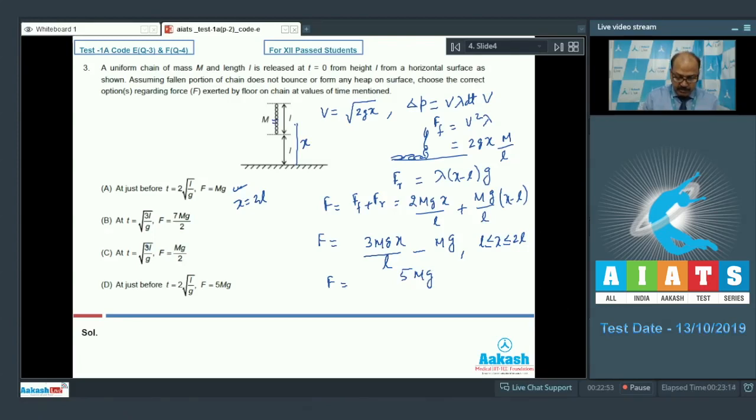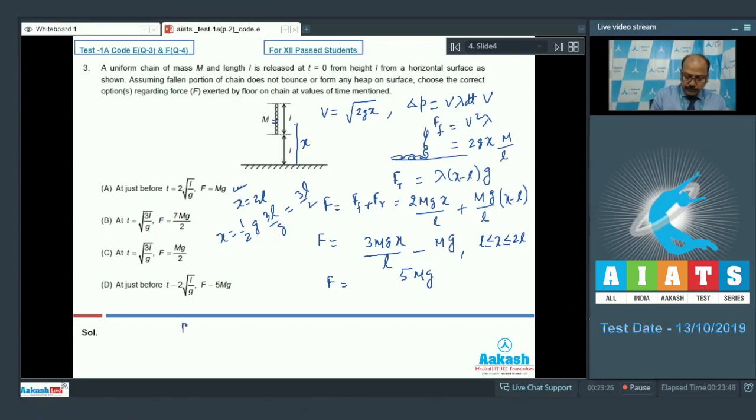Let's look at option B. It says at t equal to root 3L by G, F is this much. Let's find the value of x. When t equals root 3L by G, then x is half G t square, or 3L by G. That means it's equal to 3L by 2. If we put x equal to 3L by 2, what do we get?